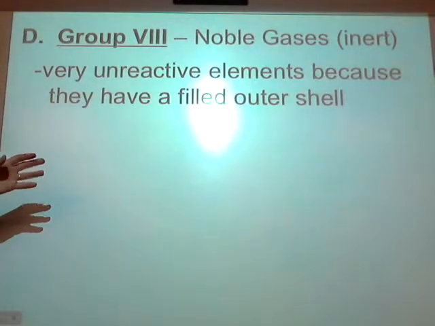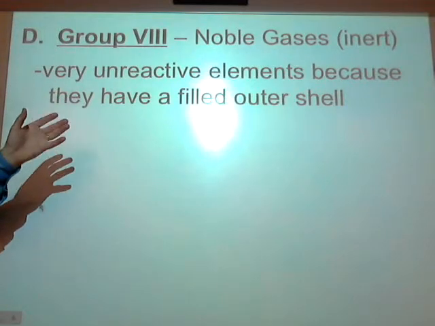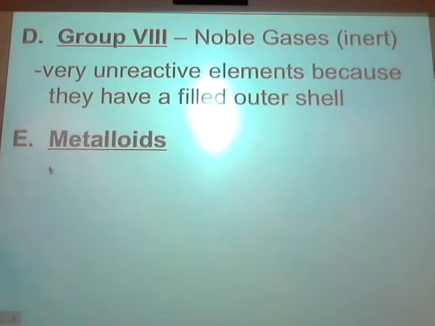Now, the next guys I'm going to talk about are not actually groups. They're groupings of elements, like, for example, the metalloids. I'm going to go back to my chart here in a second.